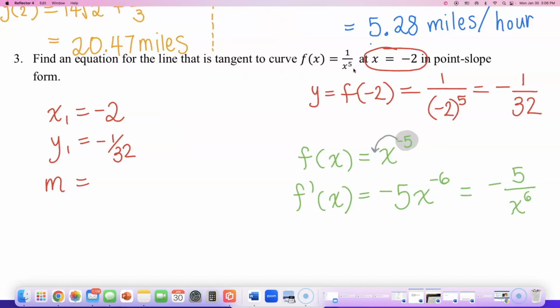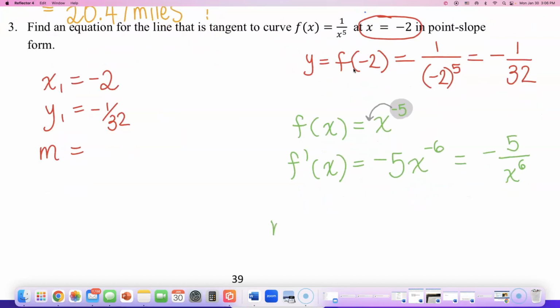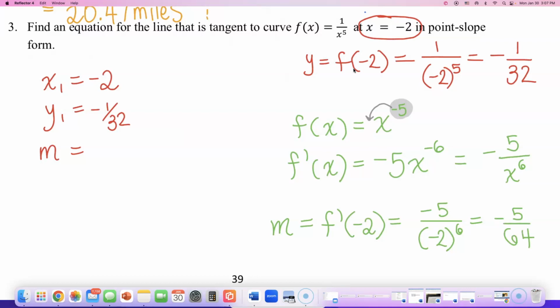I know I rewrote it back in this fraction format. Let's find the slope. Slope is what you will get when you plug in that x value they gave us into the derivative function. So plug in -2 right there, you get -5 over -2 to the 6th power. And that is -5 over 64. I think it's 64, isn't it? Yep, it is 64. So slope is -5 over 64.